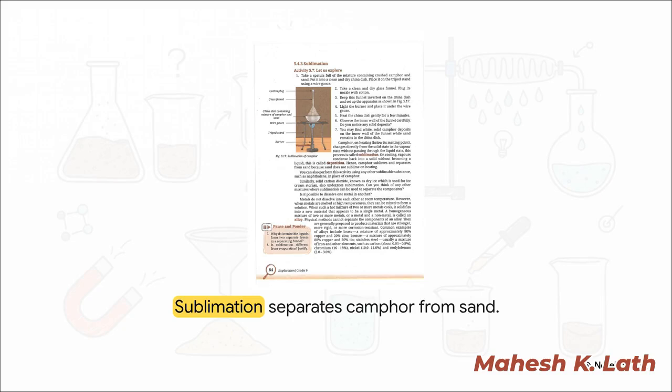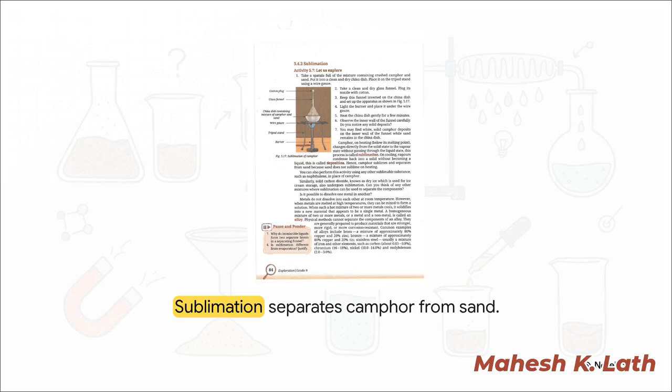Imagine you've got a dish filled with crushed camphor and sand. You certainly can't pick the sand out with tweezers, but if you heat that mixture gently, the camphor does a literal magic trick. Upon heating, it changes directly from a solid into a vapor. It entirely skips the liquid phase. The sand? It just sits there, completely unaffected.